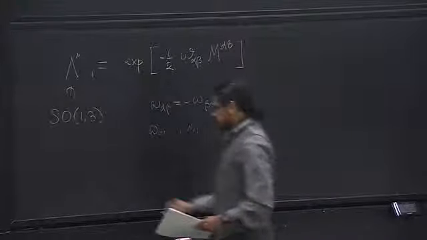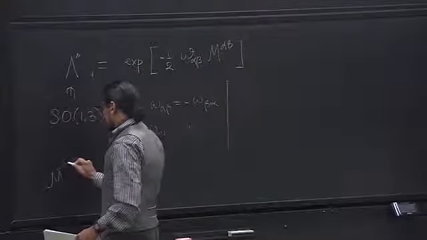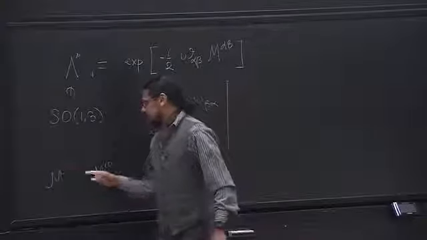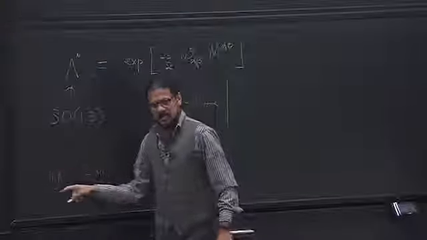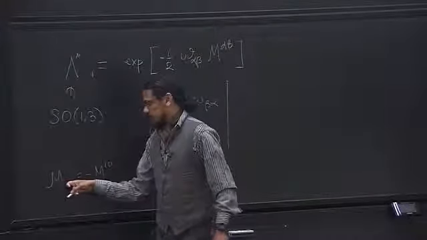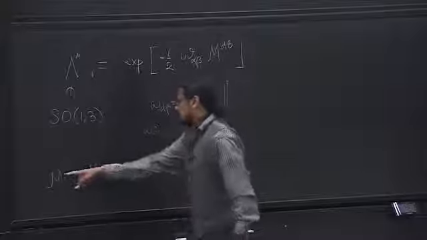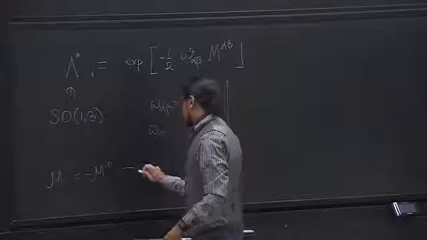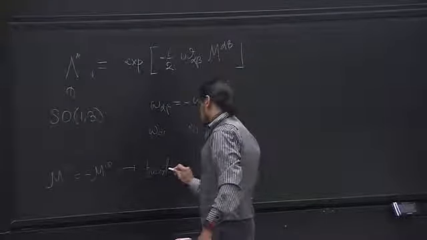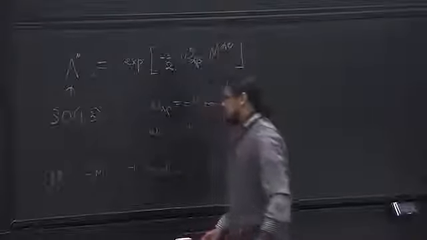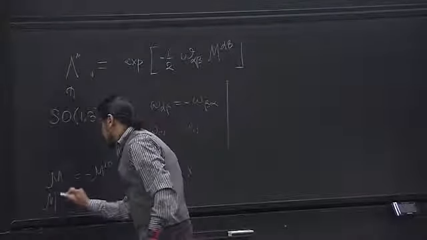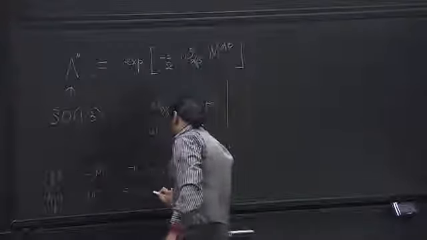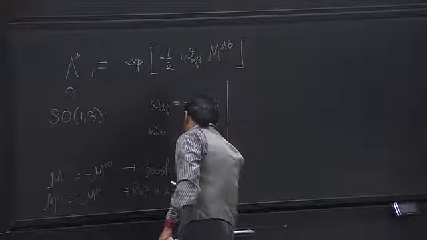And the M's, these are the generators. So M0i is equal to minus Mi0. Note that these are just labels. They are matrices. They are 4x4 matrices, but I'm suppressing the matrix index here. So these are the generators of the boosts in the xi direction. Again, they're antisymmetric. These are the rotations in the xi, xj plane.